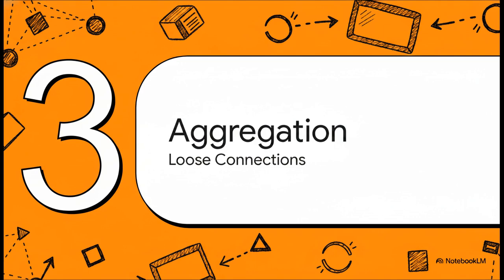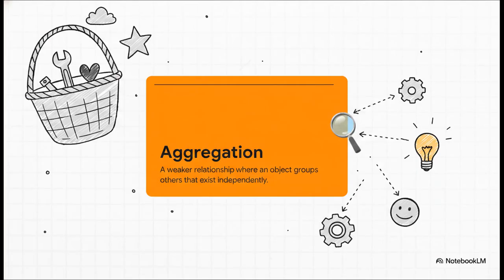Section 3. Aggregation. Loose connections. The weaker has-a relationship. All right, take a deep breath because we're shifting gears from strict ownership to loose grouping. Aggregation is defined as a weaker relationship where one parent object just groups or uses other objects that can continue to exist completely independently. The absolute crucial differentiator here is freedom.